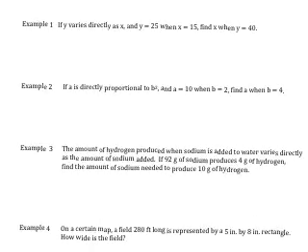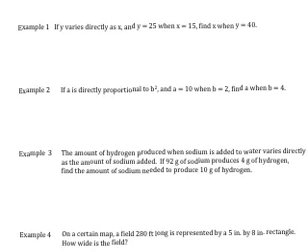So let's do some examples. If y varies directly as x, and y is equal to 25 when x is equal to 15, find x when y is equal to 40. So remember, we're going to divide. This is our model. I always write this over to the side to help me keep it straight. And I have 25 divided by its x equals 40, which is y, divided by its x.